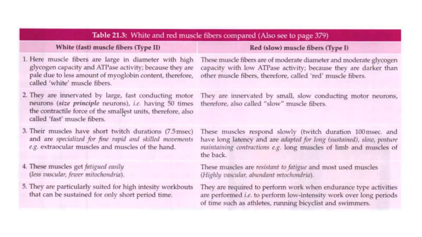They're really rapid, and they have 50 times the contractile force of the smaller units, therefore also called fast muscle fibers. So the transmission is fast, the contraction is high intensity, high energy, and the duration it lasts is also fast. Because of this high energy, it is easily fatigable. It gets fatigued easily, and it is used only for high intensity workouts. Like when you're running, this is the type of muscle fiber that comes into play.